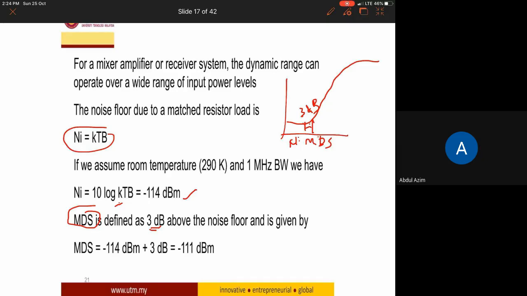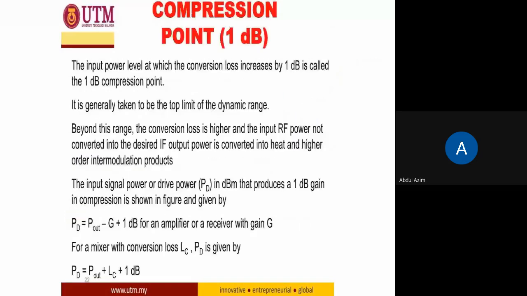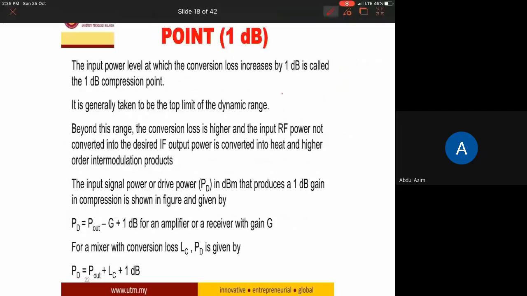For example, we can calculate the PD here using this formula. PD is equivalent to P out minus G plus 1. This is for an amplifier, because it has a gain. For a mixer, it uses the conversion loss. A mixer will have a loss, an amplifier will have a gain, so the power out is plus LC. This is in order to calculate the 1 dB compression point.